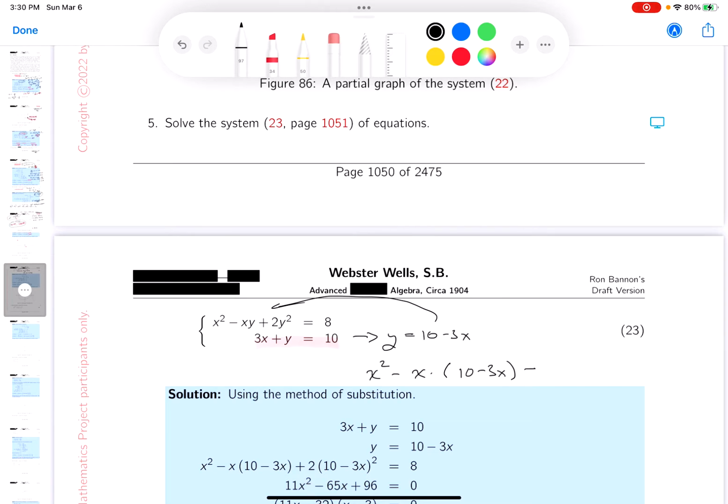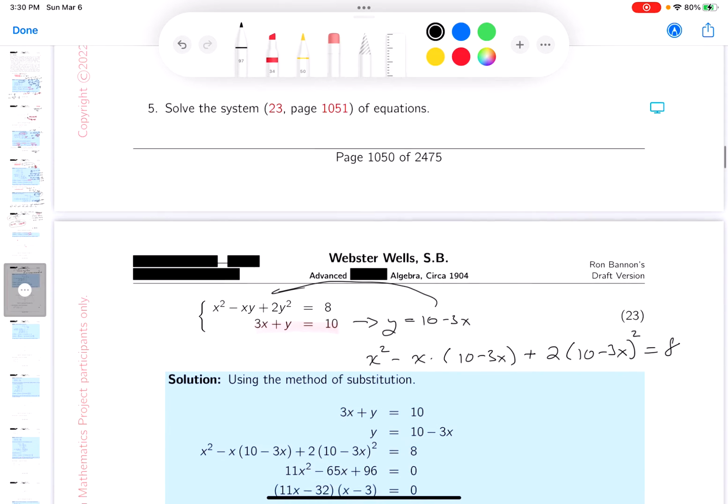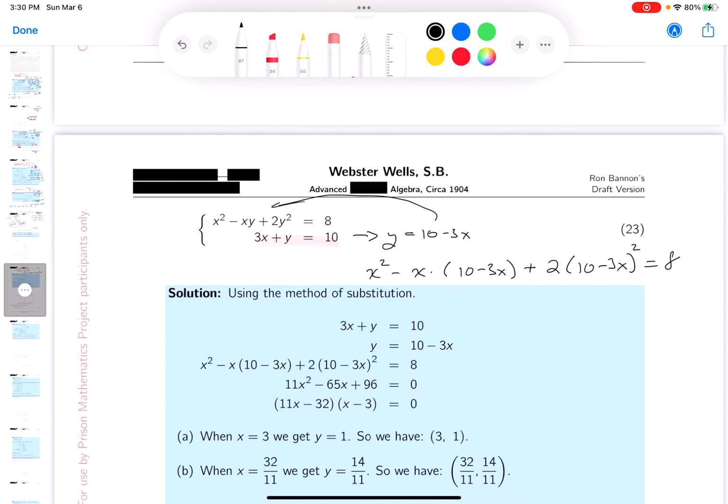And then you get plus 2y squared. 10 minus 3x squared is equal to 8. The one thing nice about having a key, though, is that you can actually look at the key to see where you've gone wrong, all right?